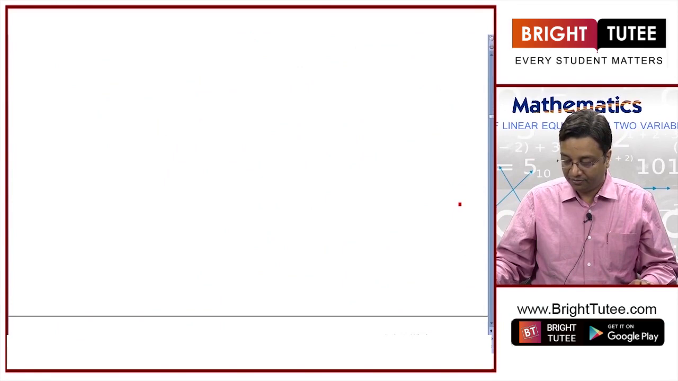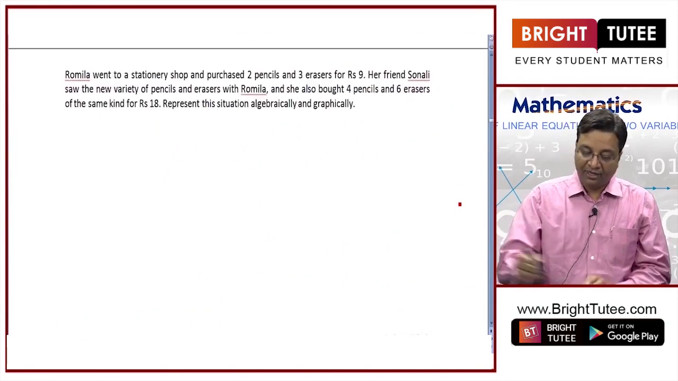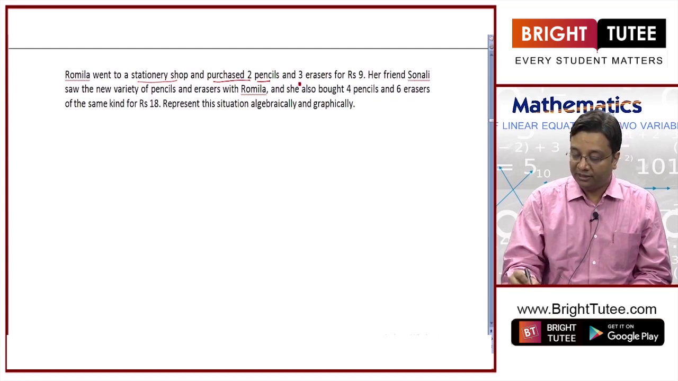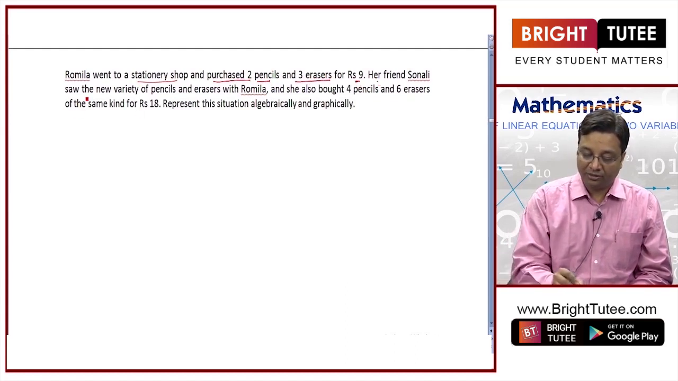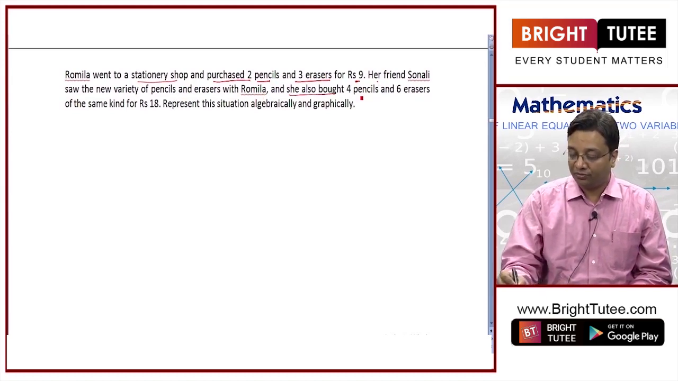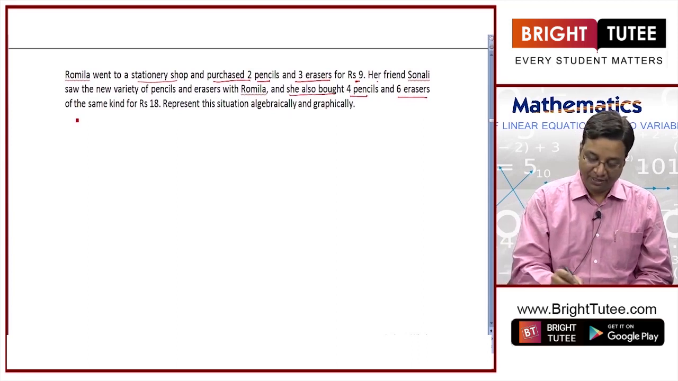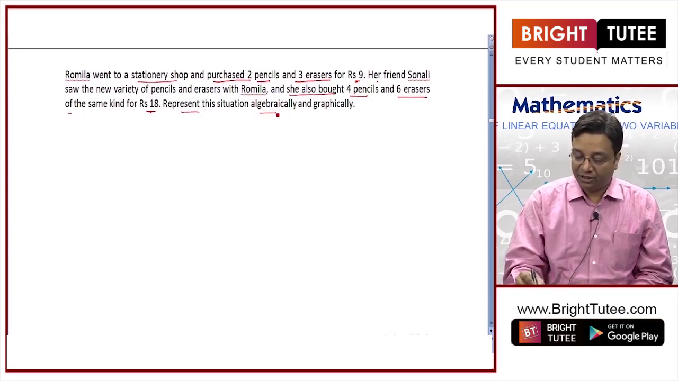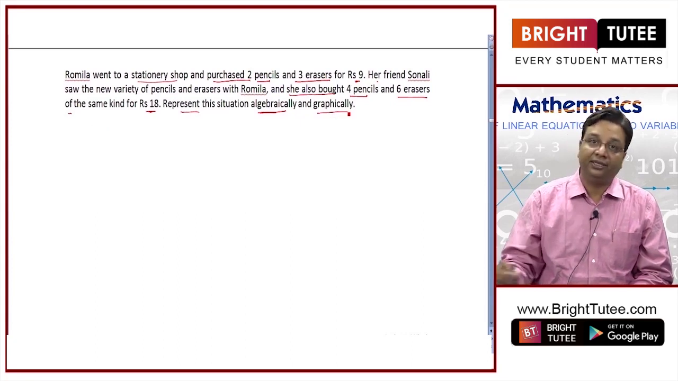Let us move to another example here. Romila went to a stationery shop and purchased 2 pencils and 3 erasers for rupees 9. Her friend Sonali saw the new variety of pencils and erasers with Romila, and she also bought 4 pencils and 6 erasers of the same kind for rupees 18. Represent this situation algebraically and graphically.